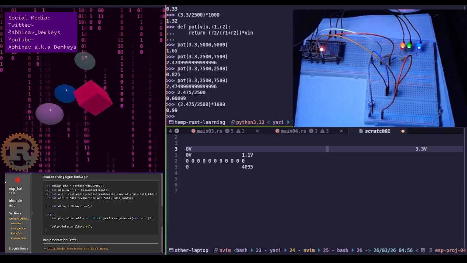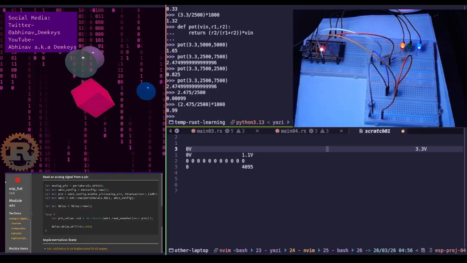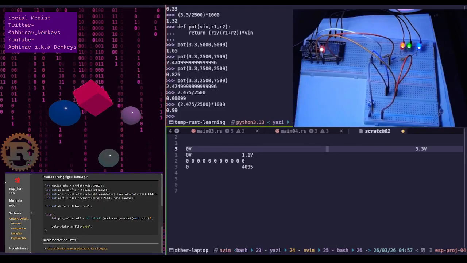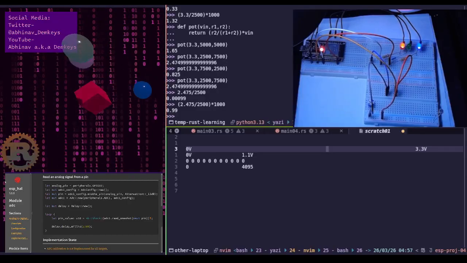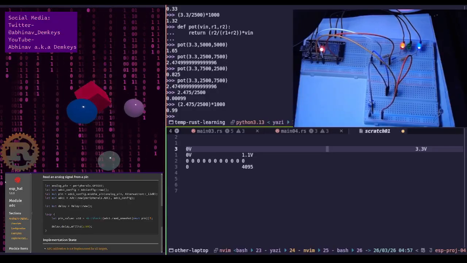In your no STD Rust projects, you can rest easy knowing that as long as the voltage is 3.3 volts, the current will naturally stay at safe microscopic levels.